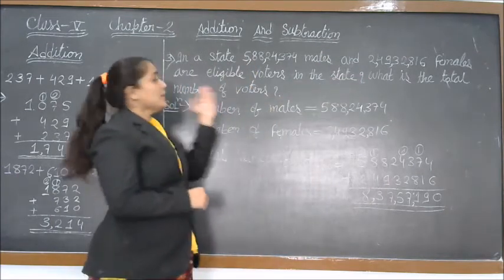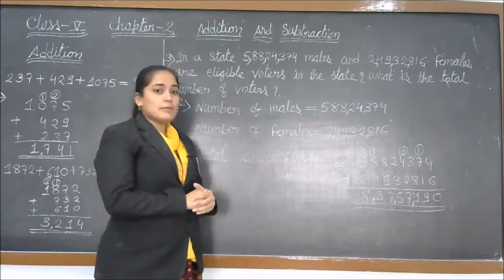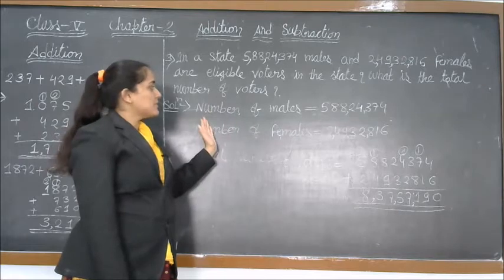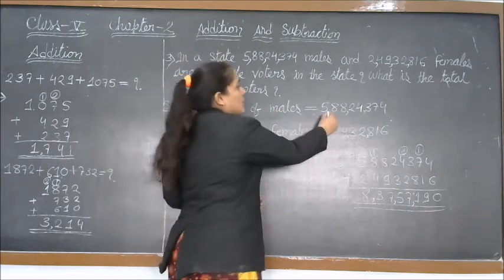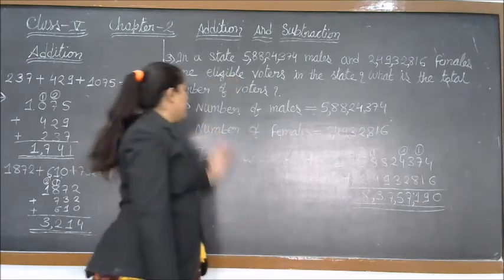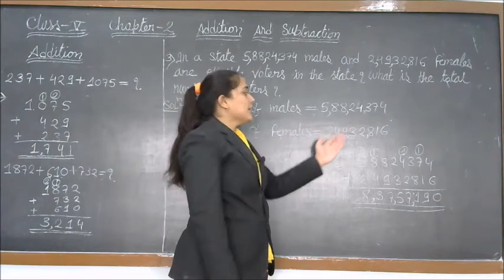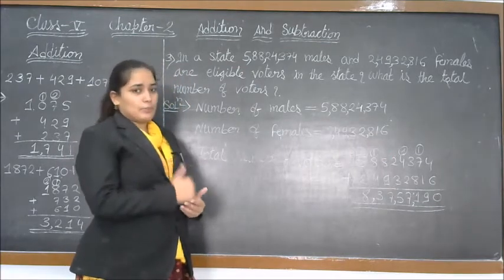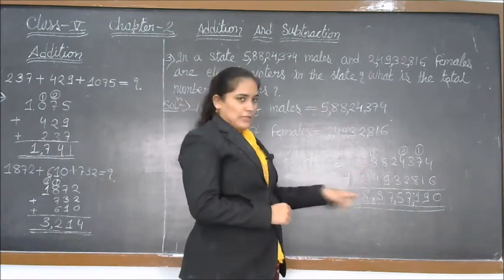So what is the total number of voters? We have to find the total number. So when we need a total, we have to add. So in the solution, first step is the number of males. How many males are here? 5,88,24,374. The next step is the number of females. How many females are here? 2,49,32,816 females. Now we have to find the total number of voters, so we add males and females together.